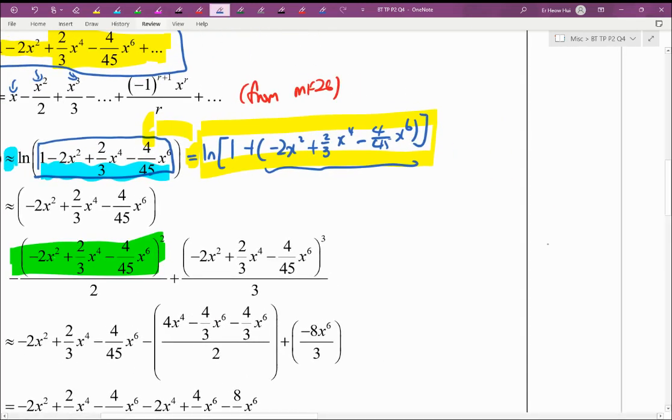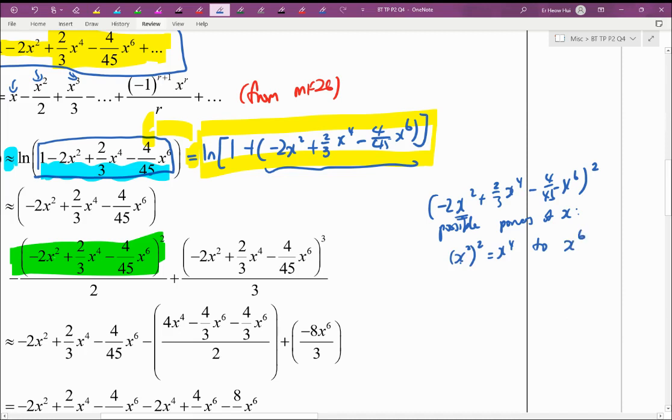Alright, now for (-2x² + 2/3 x⁴ - 4/45 x⁶) to the power of 2, this is actually a binomial expansion. So how do you find the range of indices of x? The possible powers of x are from x squared, the lowest exponent term squared, which is x⁴, to x⁶, the highest, to the power of 2, which is x¹².